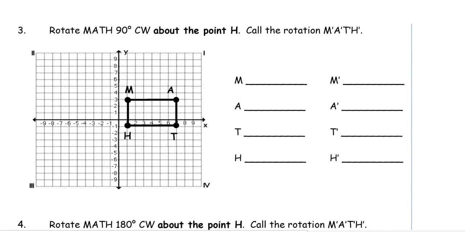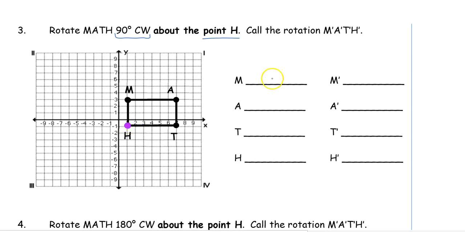Now what we're going to do is rotate around a point which is different than the origin. We don't have any fancy set of rules to follow, but we think about 90 degrees clockwise around point H. If point H is the center of rotation, that's the point that's not going to move. So H is not going to move.